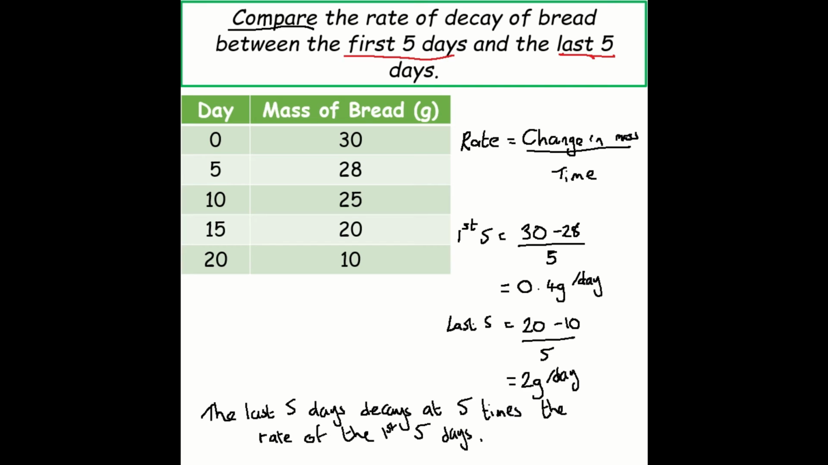And that's it. The key thing to watch out for these ones is don't just say that the last 5 days is faster, because we've actually got numbers. We can work out how much faster it is. So don't just say it's faster, say the last 5 days decays at 5 times the rate.